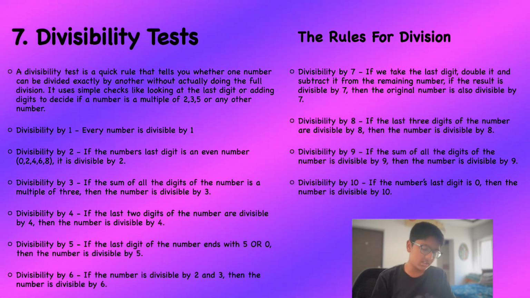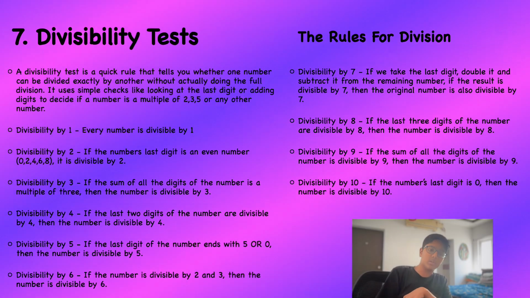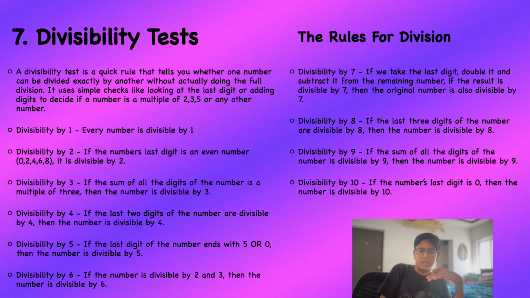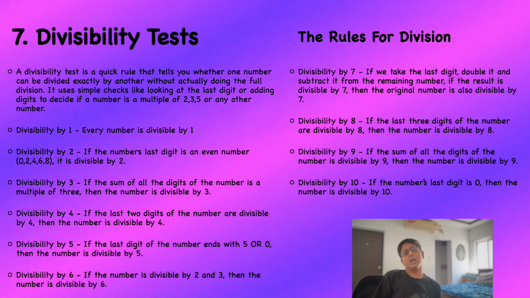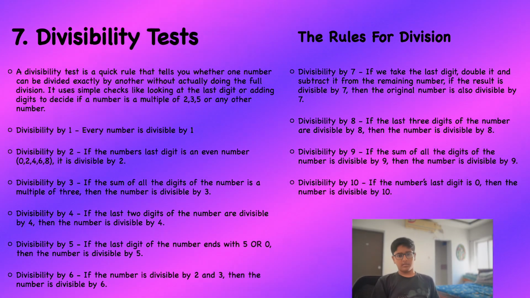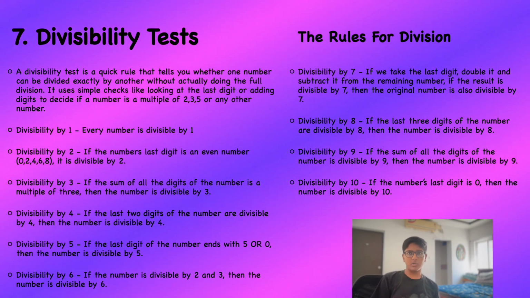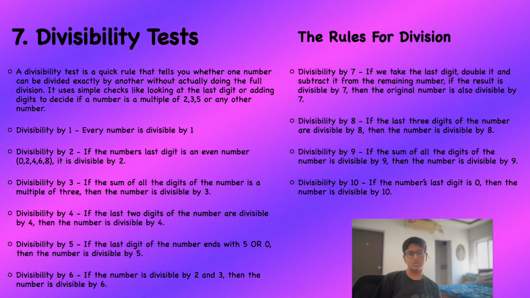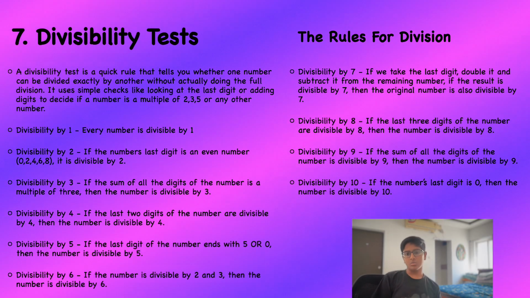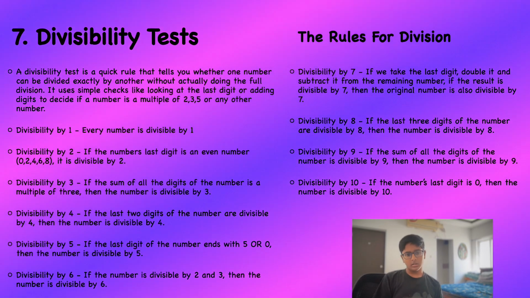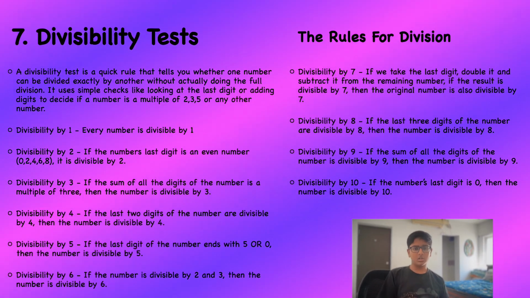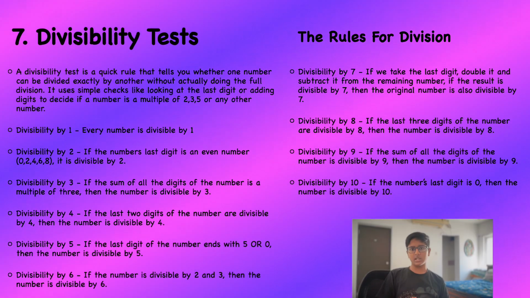Next, divisibility by 6. If it is divisible by 2 and divisible by 3, then it is divisible by 2 into 3, that is 6. Suppose we have 264. The last digit is even, so it is divisible by 2. 2 plus 6 is 8. 8 plus 4 is 12. 12 is divisible by 3, so 264 is divisible by 3. So the whole number is divisible by 6.